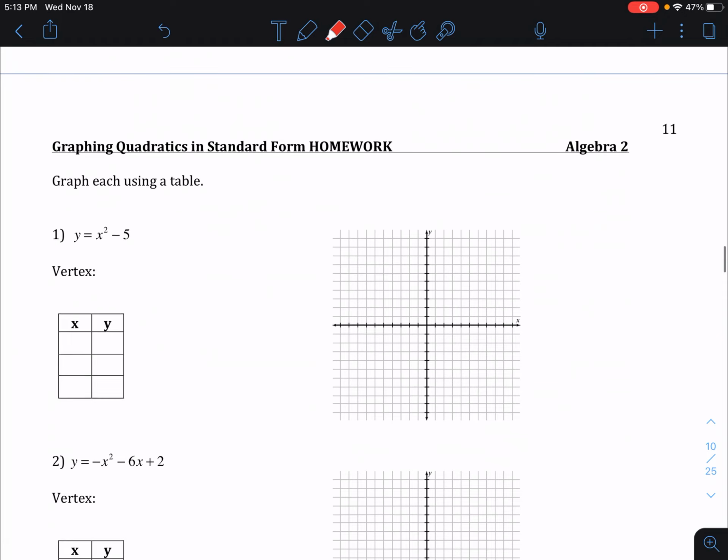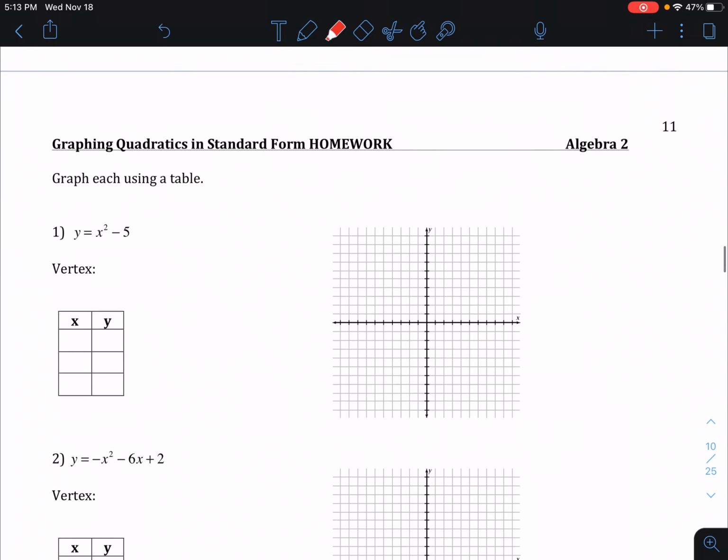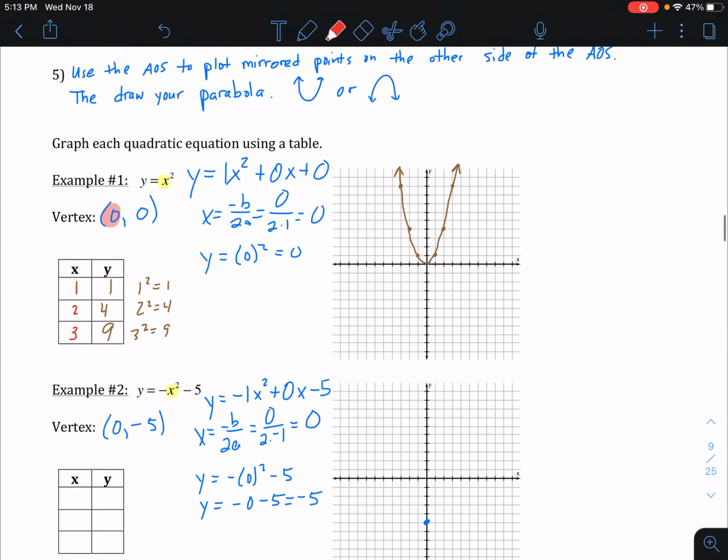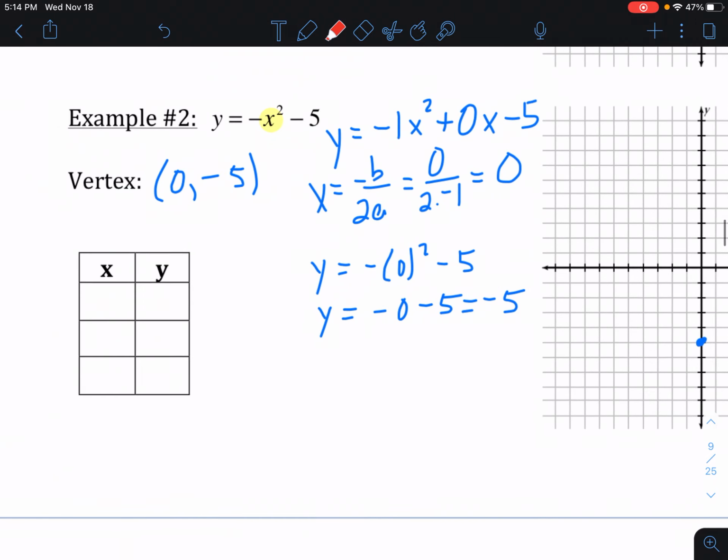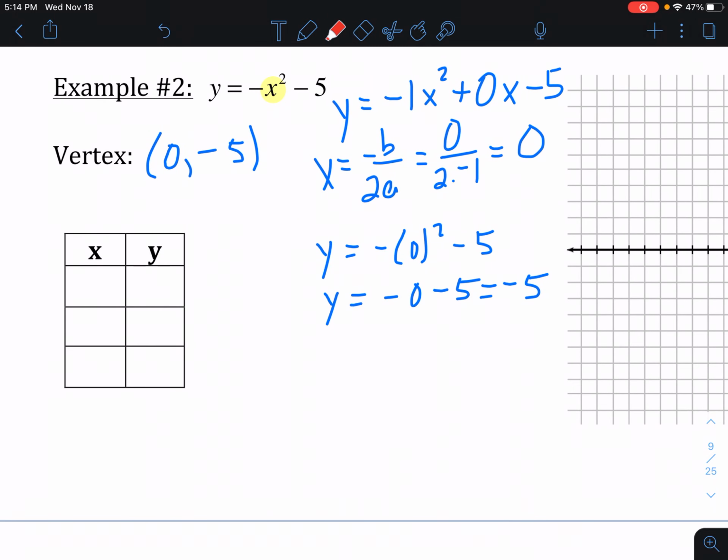Okay, so when I do this, just like in the homework, you're going to have to use a table of values. You can't use rough sketches here. I need to see points. I need to see the table properly filled out to receive your full credit on your homework. Okay, so what x value should I choose?